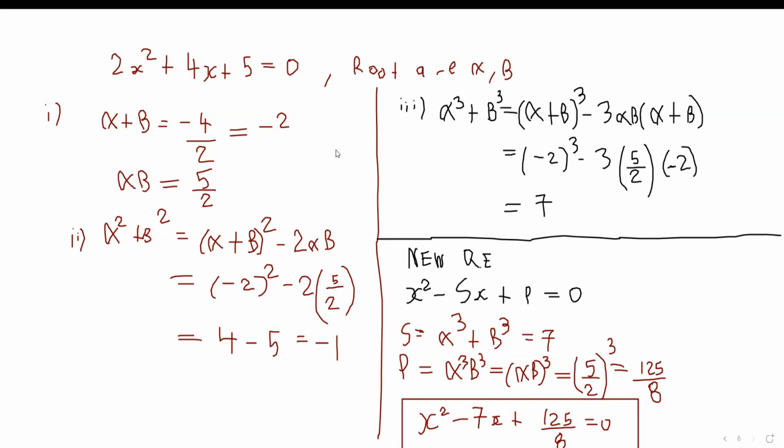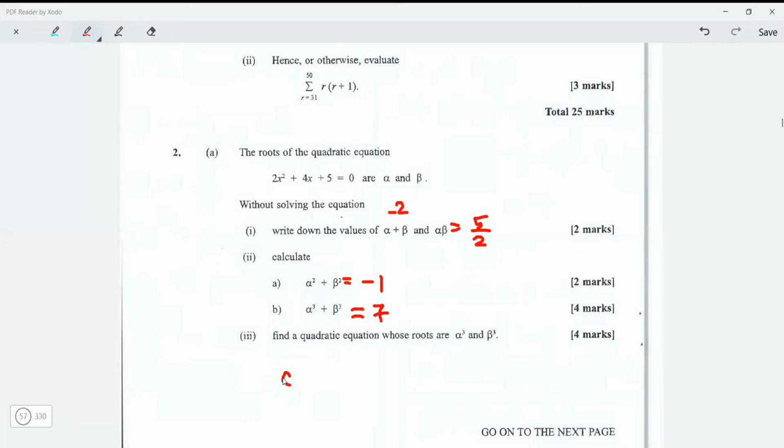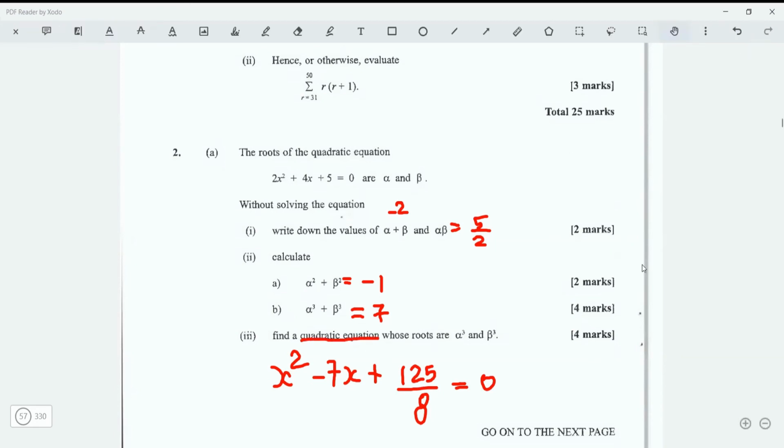So let's write it down around here. The new quadratic equation is x squared minus the sum of the roots, 7, times x plus the product of the roots, which is 125 over 8, and this is equal to 0. That's the quadratic equation with roots alpha cube and beta cube. All right, next part.